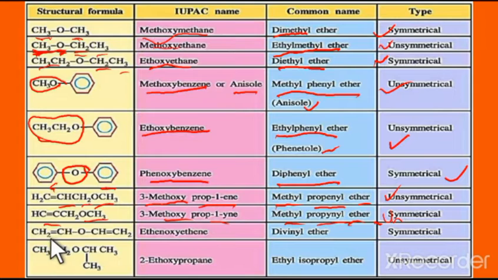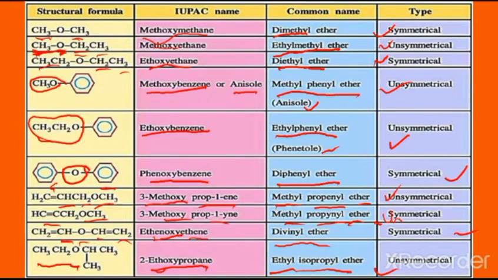And this compound, you can see, it is CH2=CH-O-CH=CH2. It is known as ethenoxyethene. The common name is divinyl ether. So it is a symmetrical ether. The last compound is CH3CH2OCH(CH3)CH3. It is known as 2-ethoxypropane. At the second position of the propane, this ethoxy group is present, and the common name is ethyl isopropyl ether. It is also an unsymmetrical ether.